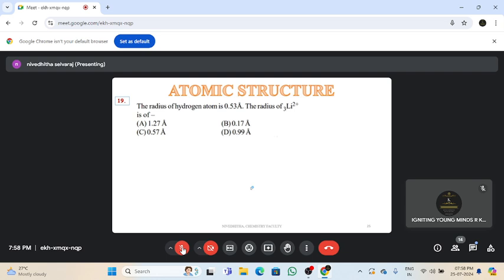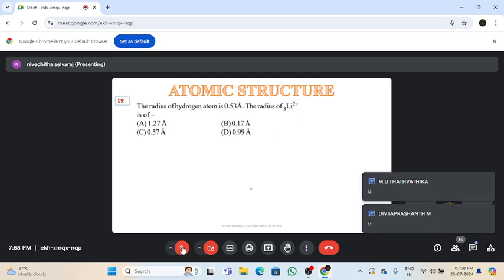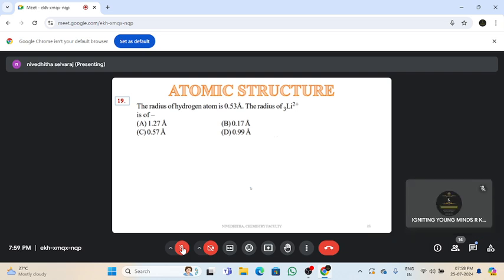Okay. So what is the formula to calculate the radius? Okay, Varshini's answer is option A. Tatvatika's answer is option B. Geetan's answer is also option B. Divya is also telling option B, right? Okay, fine. We'll check. Okay, what is the formula to calculate the radius?